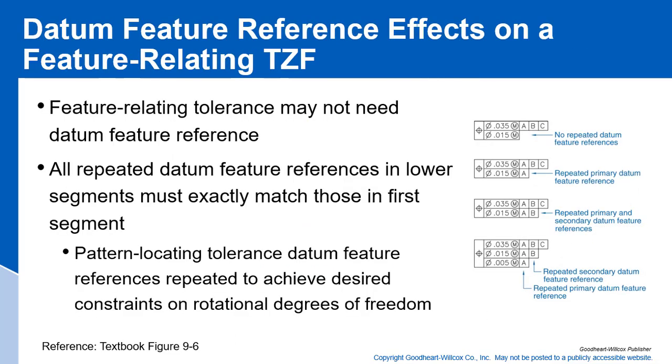I'm going to talk about the effects of using datum feature references in the feature related tolerance zone framework. So the second line, the feature related tolerance zone framework, we have these 4 conditions here. We have, first of all, no repeated datums. In this case, we repeated just the primary datum, and in this case, we repeated the primary and secondary datum feature references. What does all of this mean?